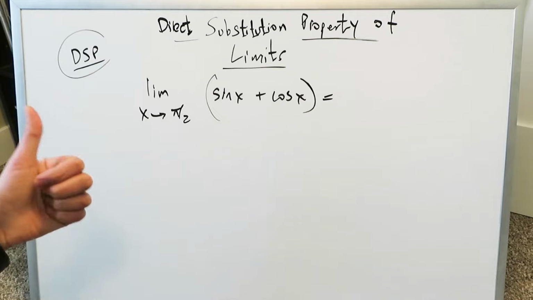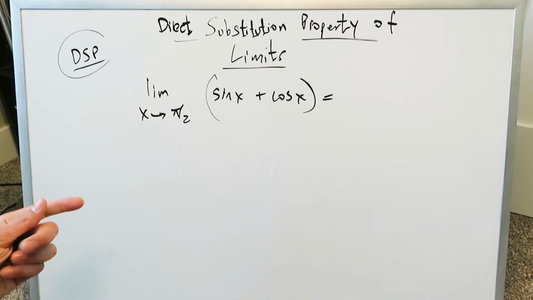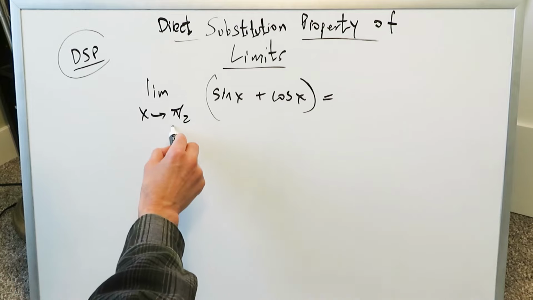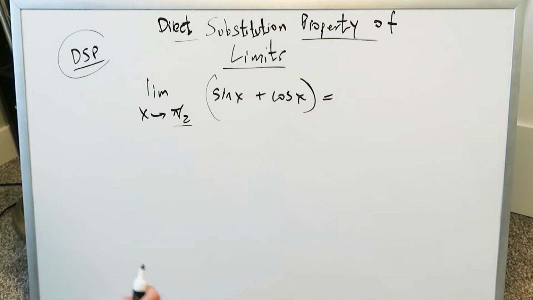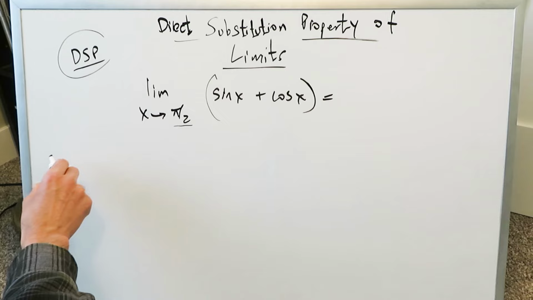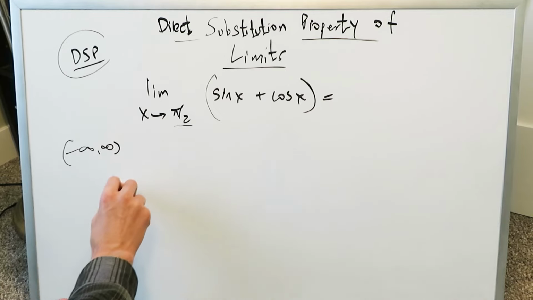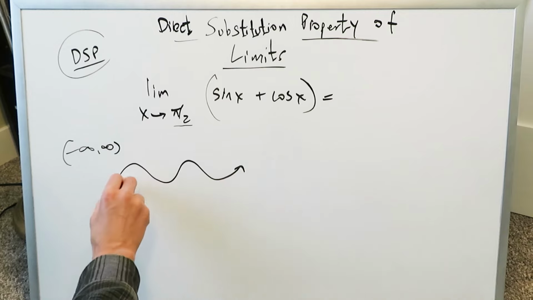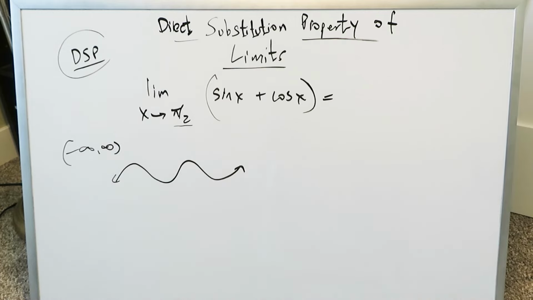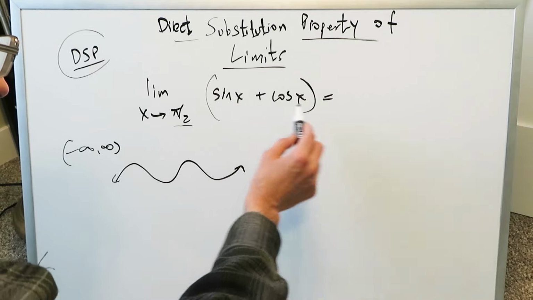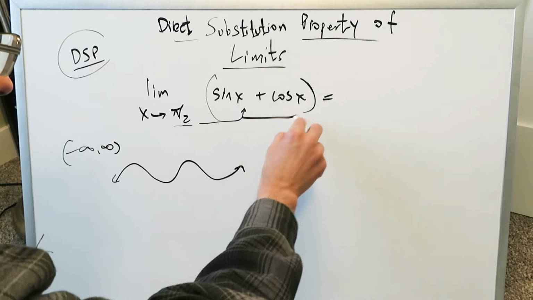Remember, we had 4 types: rational functions, polynomials, radicals, and trigonometrics. Let's look at trigonometric functions. If this value falls in the domain of these functions, you're good. You know, sine and cosine are infinite curves. They go from minus infinity to positive infinity, because that snake-like curve goes in both directions. In both instances, pi over 2 is in the domain of both of these. You can just plug pi over 2 right here in place of x.